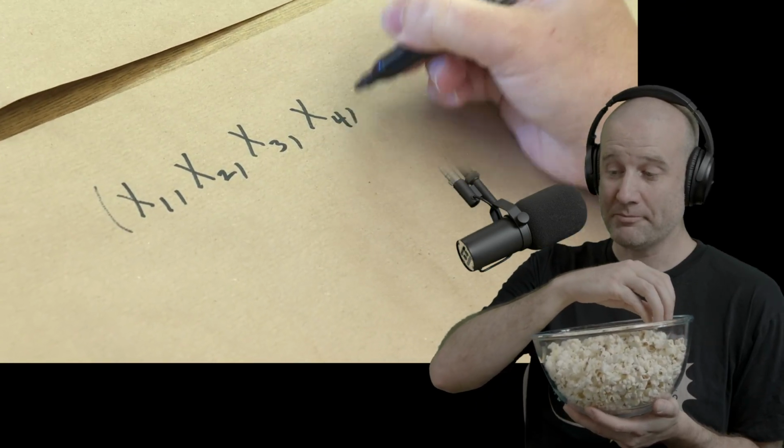Sounds good. Yes. We have 9 variables, and we have these 6 equations. And so I want to think of these 9 variables as like a point in some kind of space.